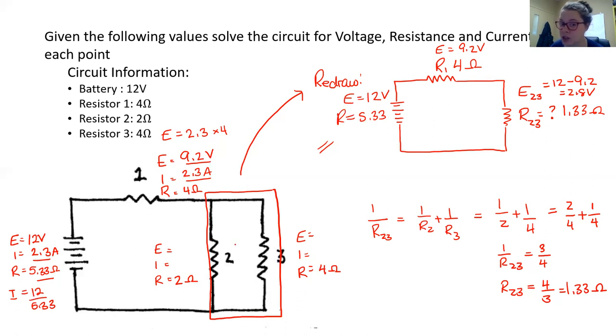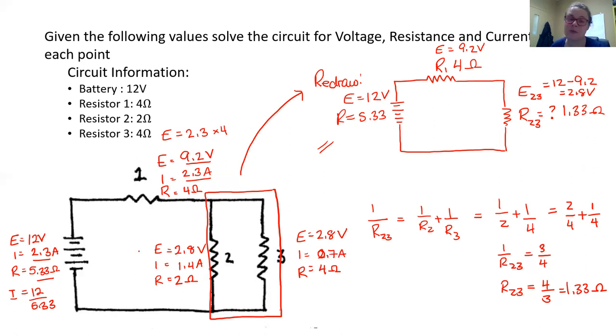Now these two sections, I've got 2.8 volts to use up in this section. Because they're parallel, the voltage is the same in each branch, so I do 2.8 and 2.8. Now we can figure out our current. 2.8 divided by 2 gives us 1.4 amps. And then over here, we have 2.8 volts divided by 4, which gives us 0.7 amps.